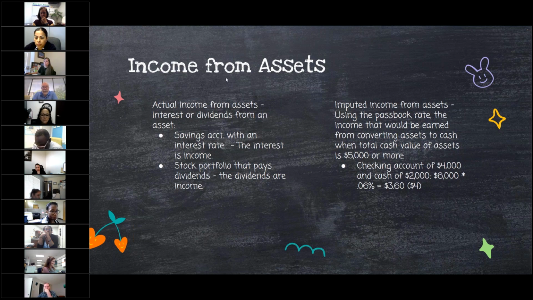If the household does have more than $5,000 in assets, then we use a passbook rate. So we determine the cash value of the total assets. If it's over 5,000, which is the case here, they have 4,000 in checking and 2,000 in cash, then we just total them all up and then multiply that total by the passbook rate to get, in this case, $3.60, which on the 5 down would be rounded up to $4.